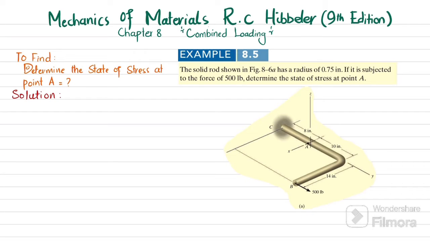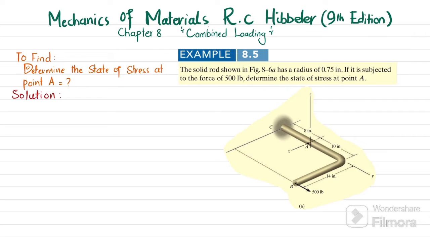Welcome back. In this video, we are going to solve example 8.5 that is taken from chapter number 8, Combined Loading, and the book name is Mechanics of Materials by R.C. Hibbeler, 9th edition. So the statement is: the solid rod shown in figure 8-6a has a radius of 0.75 inch. If it is subjected to the force of 500 pound, determine the state of stress at point A.